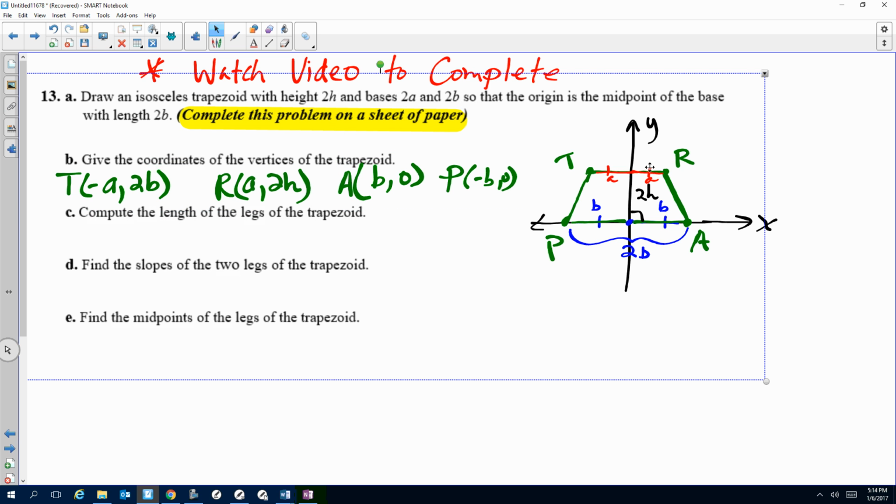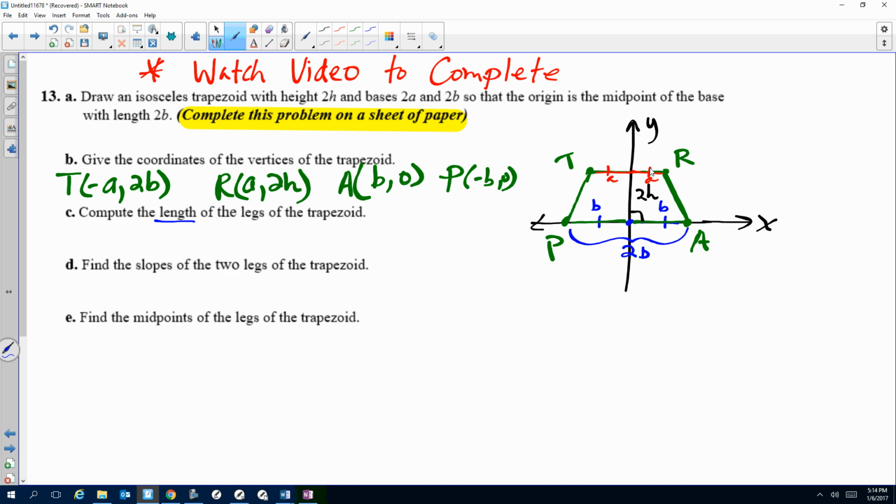Okay, so now part C, they want us to compute the lengths of the legs of the trapezoid. Because they want us to find this length, that means we've got to find the distance, so we're going to use our distance formula. We're going to find the distance of TP and the distance of RA. Anytime I write the letters side by side, that's showing that I'm finding its length, its distance. So we're just going to plug it into our distance formula using the coordinates that we have for T and P.